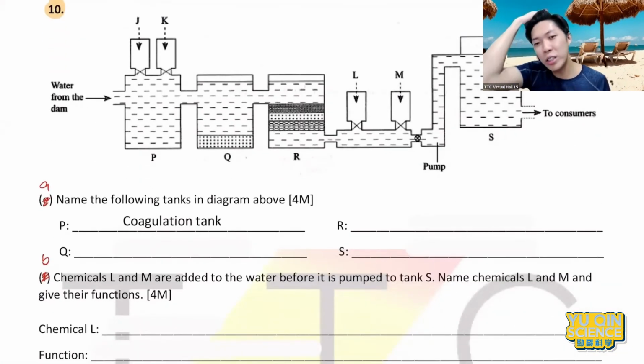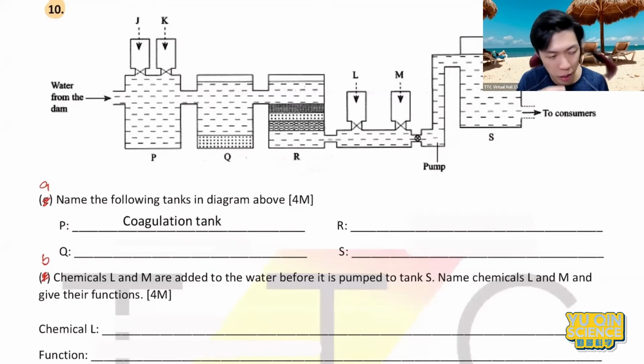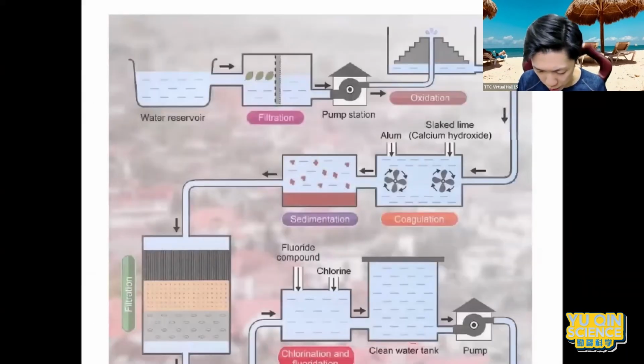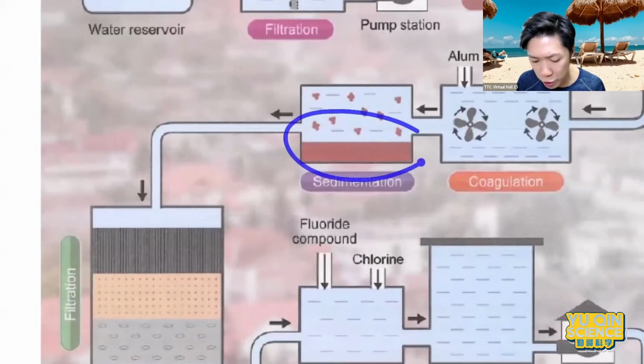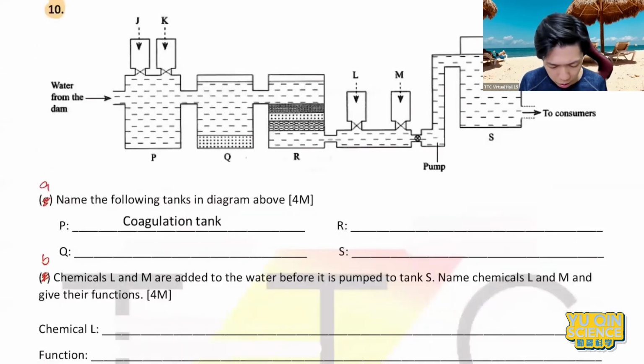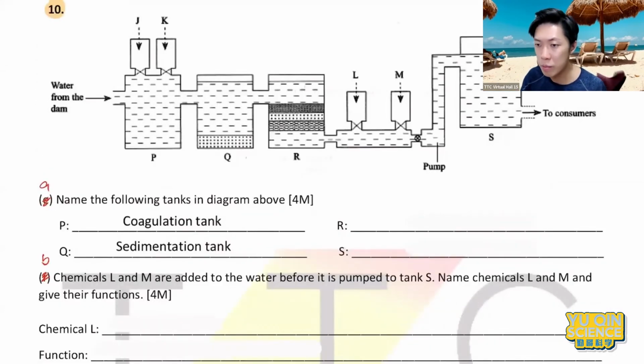Because the question doesn't always give you everything, remember that they will just skip a bit. So next one, Q. After coagulation, you follow on and the picture shows you something settled at the bottom. So it should be sedimentation. Yeah, boom, sedimentation.